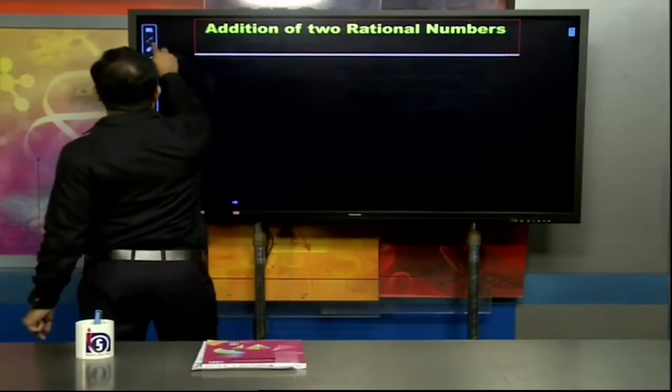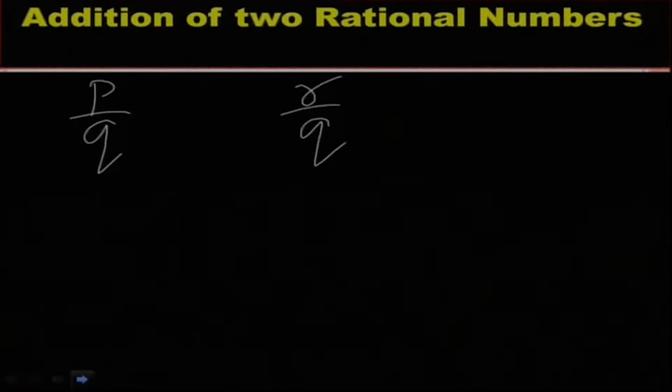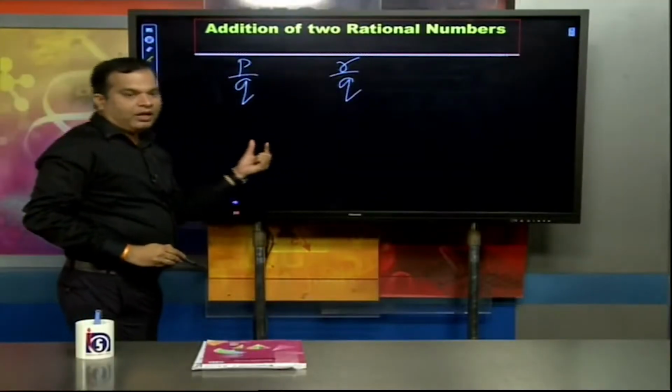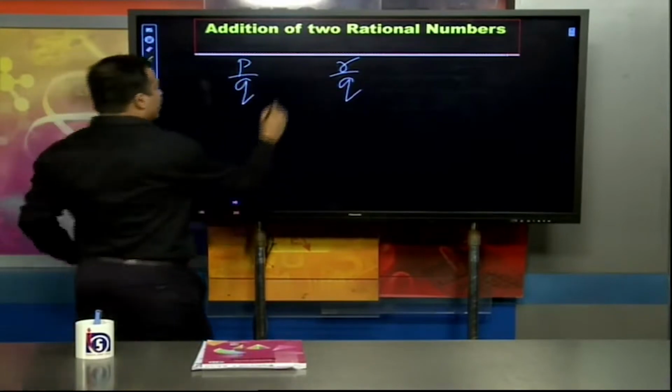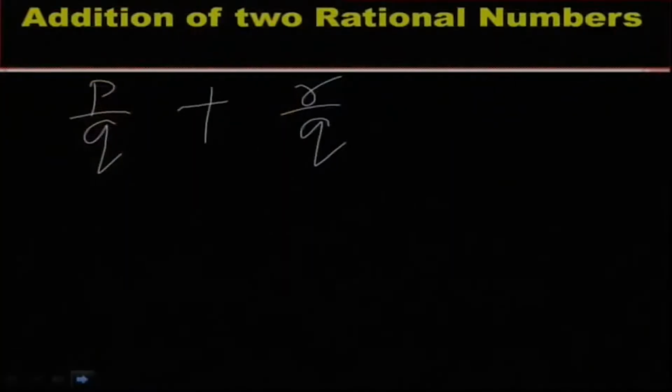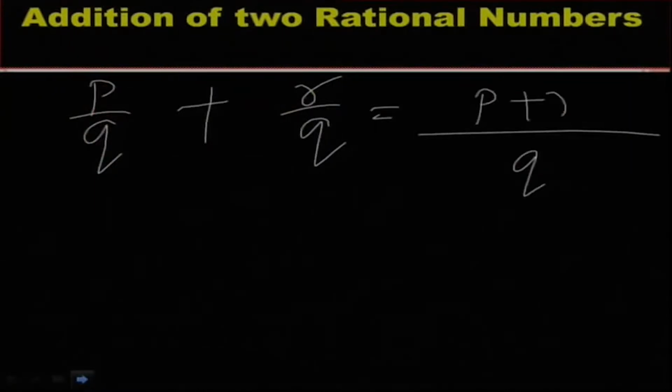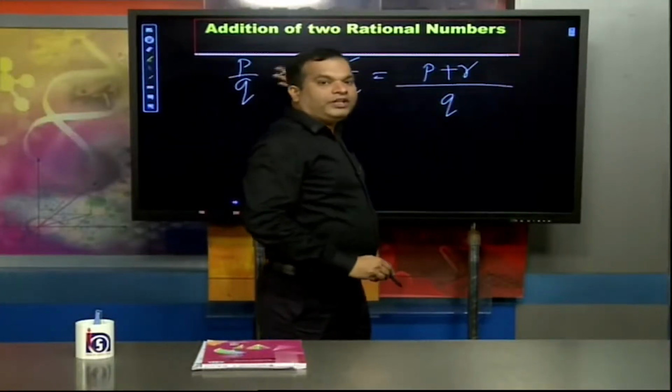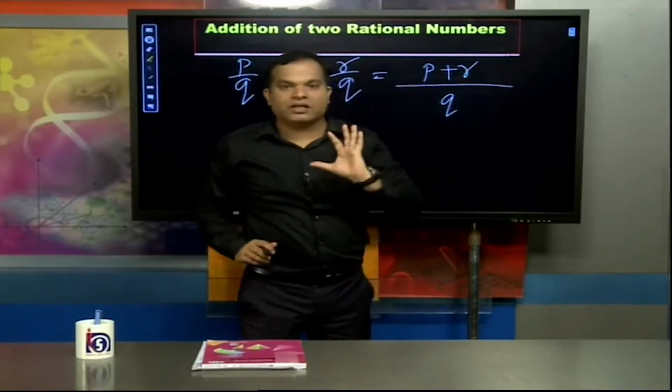When talking about addition, suppose P by Q is one rational number and R by Q is another rational number. What do you observe here? The denominators are the same. When the denominators are the same and we add, we keep Q constant and you get P plus R by Q. Because the denominator is the same, it remains Q and only the numerators are added. This is the principle.